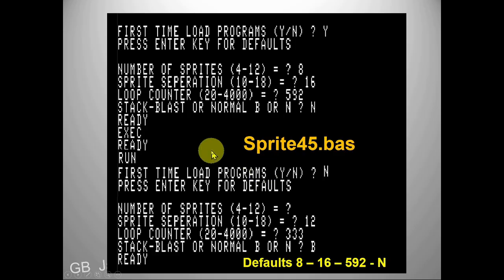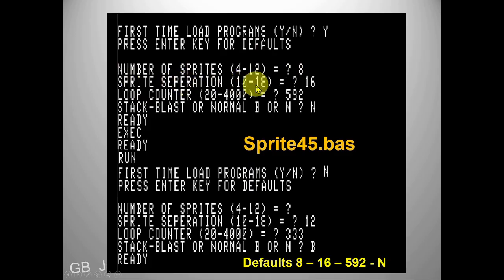Okay, one thing I want to show you is the basic program, which is called Sprite 45, and I'm going to provide you with the disk with all the code on it and this basic stuff. First time you run the program, it prints on the screen, load programs, yes or no. You want to say yes, to get all the programs loaded. Then it will tell you to press any key for defaults. And then it's going to ask you the number of sprites you want, or number of balls, between 4 and 12. And here I typed in 8.